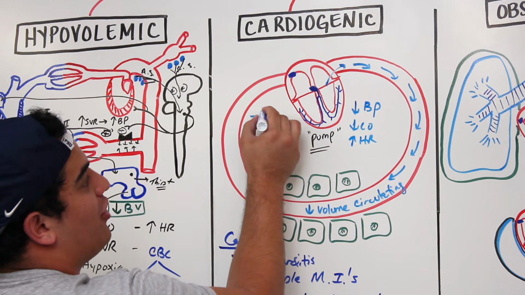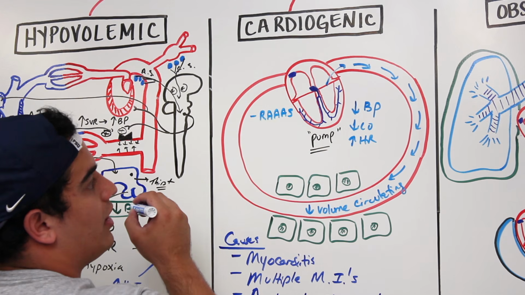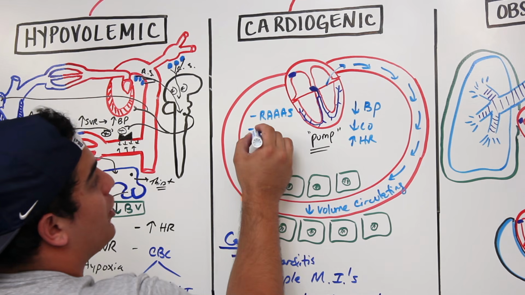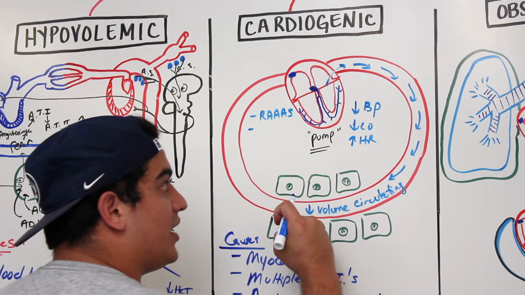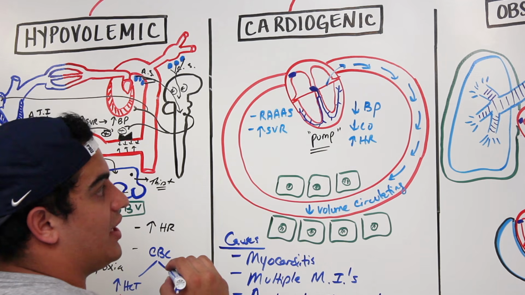What was that other mechanism? The renin, angiotensin, aldosterone, ADH system is also going to try to come into play. And you're going to try to increase the actual vascular resistance. So what's another thing that they're going to try to do? They're going to try to increase the systemic vascular resistance.